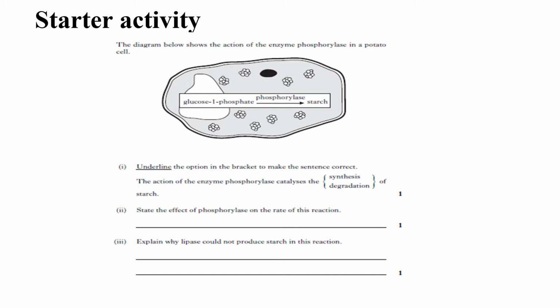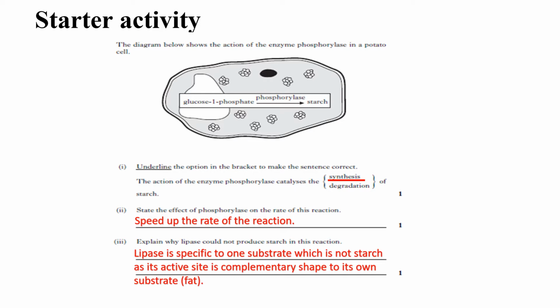The answers to that are that it's a synthesis reaction, because it's the one synthesis reaction that you need to know. And the effect of phosphorylase on the rate of reaction, well, phosphorylase is an enzyme, so it speeds up the rate of the reaction. And then explain why lipase could not produce starch in this reaction. So we know that enzymes are specific. Lipase is specific to one substrate, which is not starch, so its active site is a complementary shape to its own substrate, so would not be able to fit the starch.